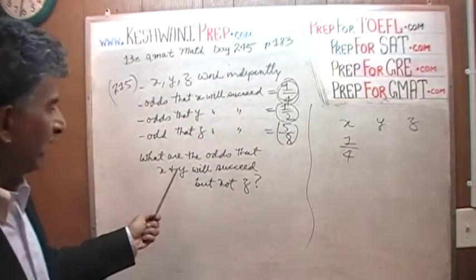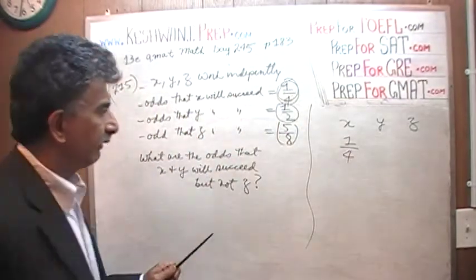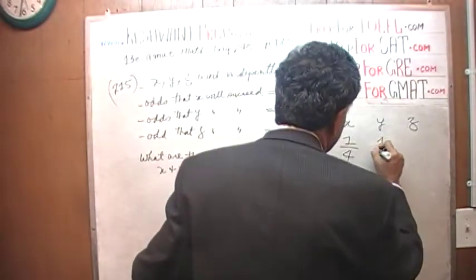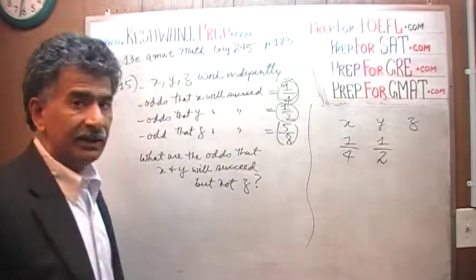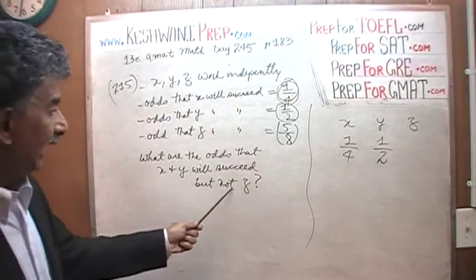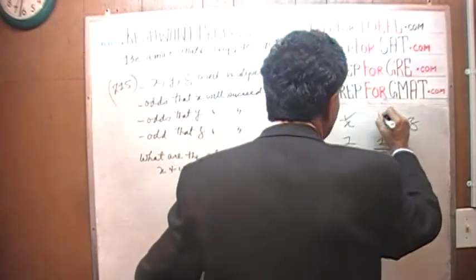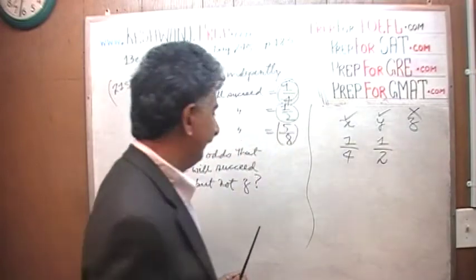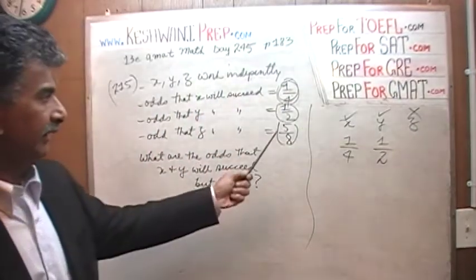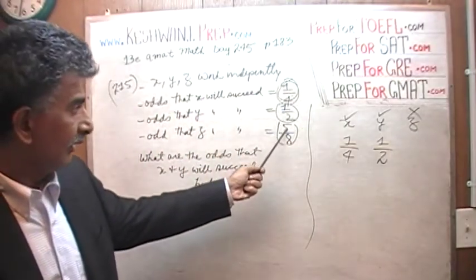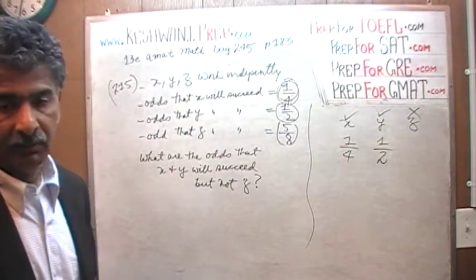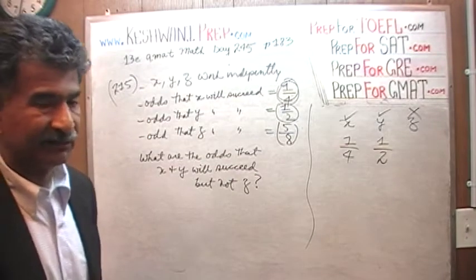What are the odds that y will succeed? Well, it's right there. It's half. And finally, what are the odds that z will not succeed? X yes, y yes, and z no. Well, the odds that z will succeed is 5/8. Therefore, the odds that he will not succeed must be 3/8.